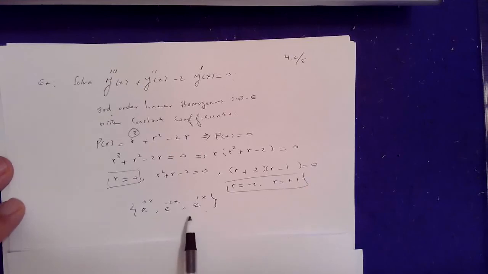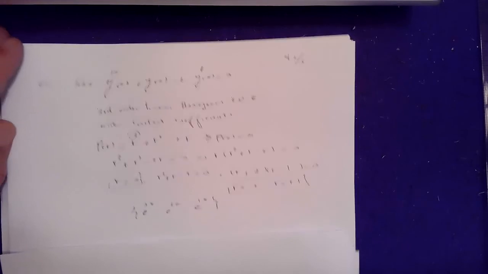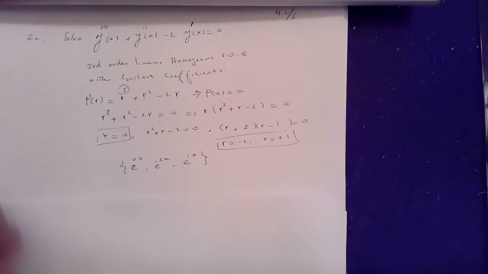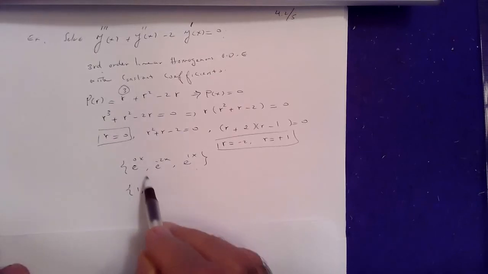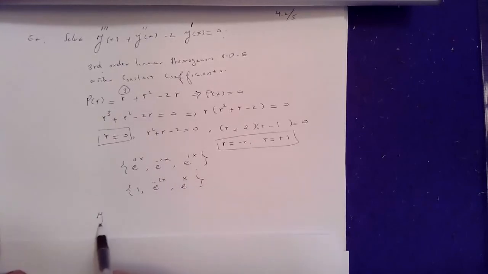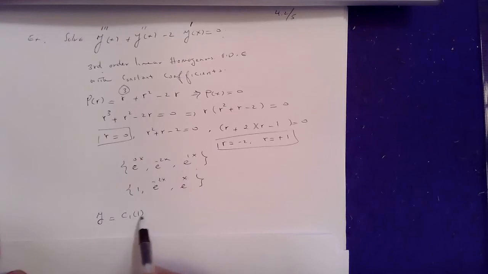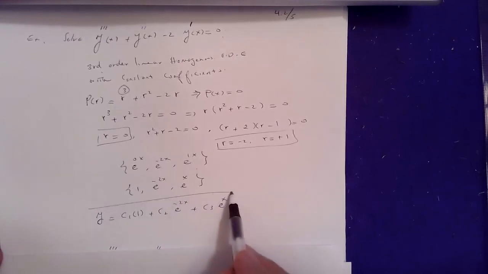When the number of solutions exceeds 2, to prove these are linearly dependent or independent, I repeat, I cannot take the ratio of these 2 at a time. I have a test called the Wronskian test, and I will go over that in my next video. So for now, this would be 1, because e to the 0 is 1, e to the negative 2x, e to the x. So any linear combination of these, like c1 times 1, c2 times e to the negative 2x, and c3 e to the x should do the job.